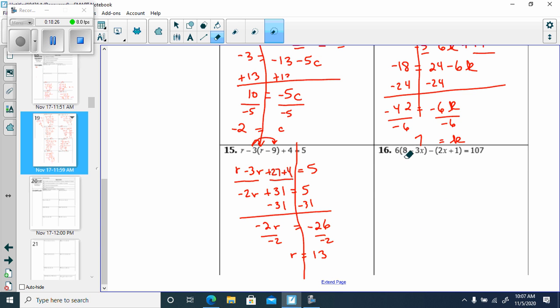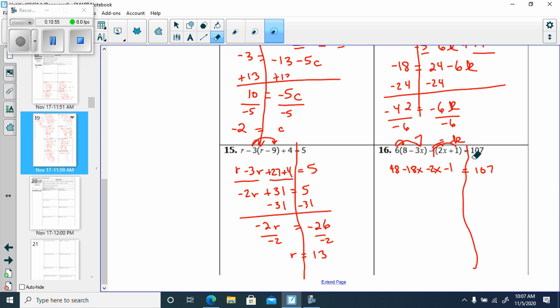And then number 16. Okay, we've got a lot of distributive property to take care of here. 6 times 8 is 48. 6 times negative 3 is negative 18, and that's x. There's a negative here, so that's a negative 1. Negative 1 times 2x is negative 2x. Negative 1 times 1 is negative 1. And there's our equal 107.